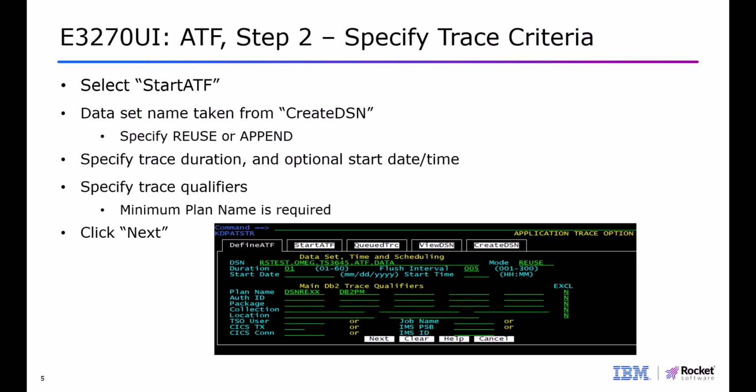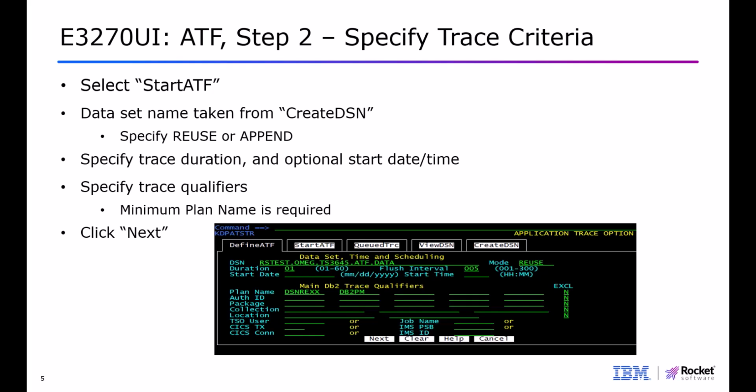And then the flush interval is how often do you want any units of work that have completed being written out to the VSAM file. So in my example, I've got that set to 5 seconds. Typically 5 to 10 seconds is usually a pretty good interval to use there, so you can adjust that accordingly. And you can optionally specify a start date and time.